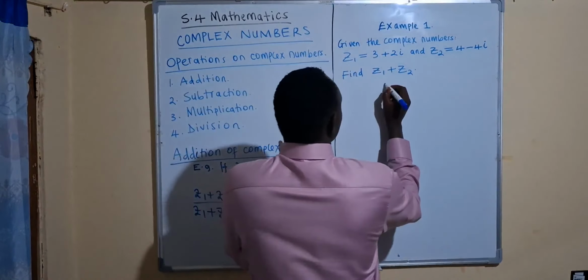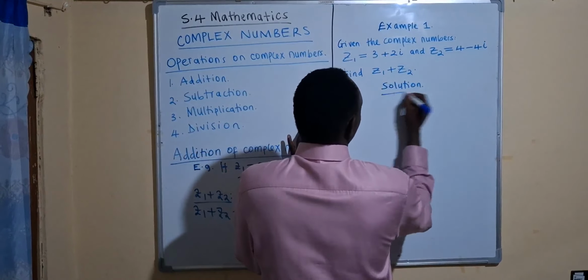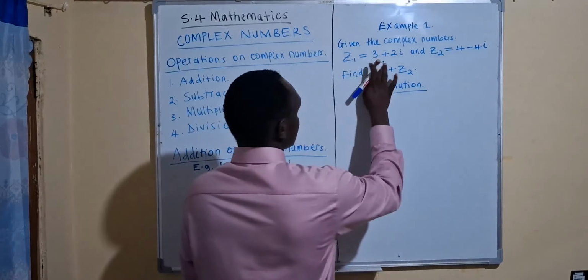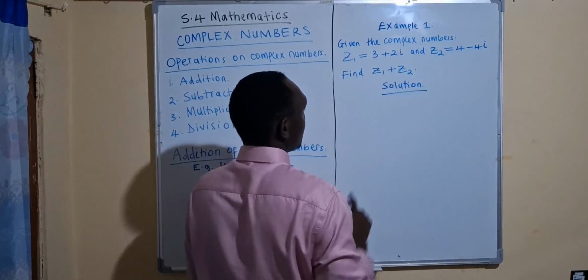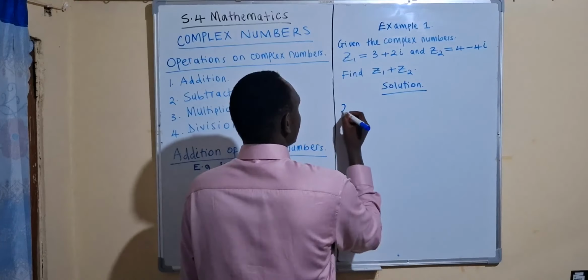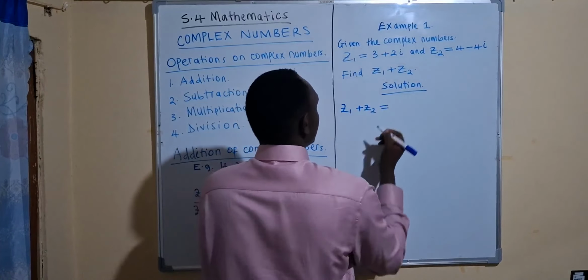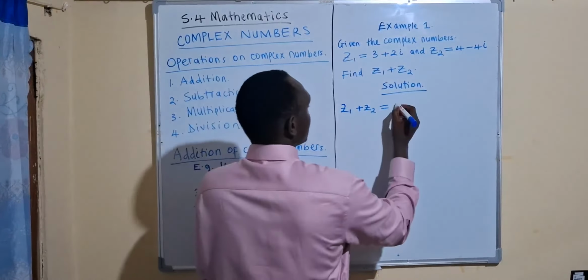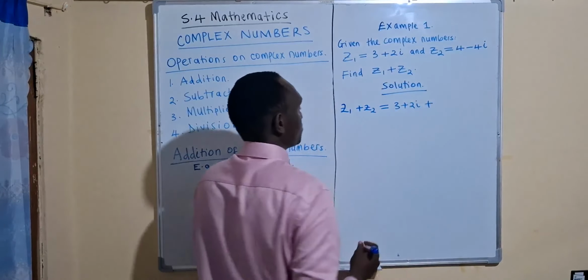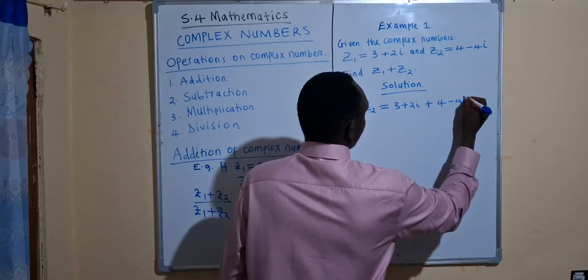So coming to example 1 here, the solution is, it says, given the complex numbers, Z1 is 3 plus 2i, Z2 is 4 minus 4i, then find Z1 plus Z2. So the first step is substitute for Z1, that is 3 plus 2i. We're going to add it to Z2. What is Z2? Z2 is simply 4 minus 4i.